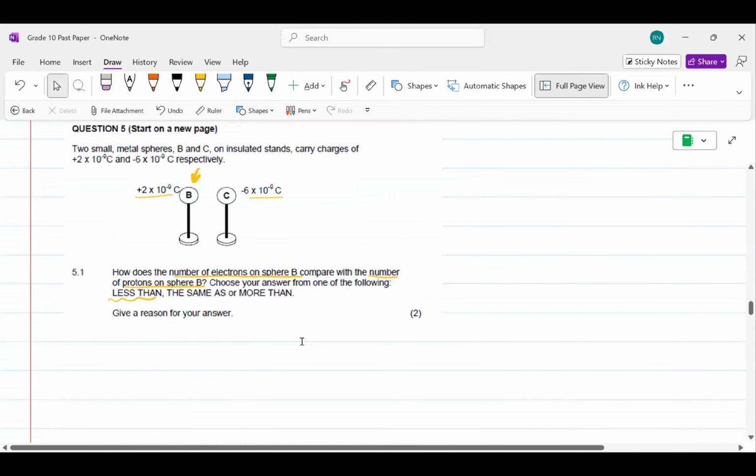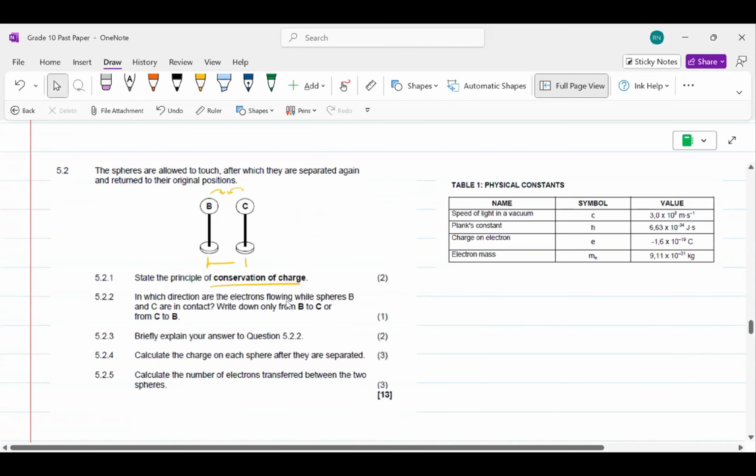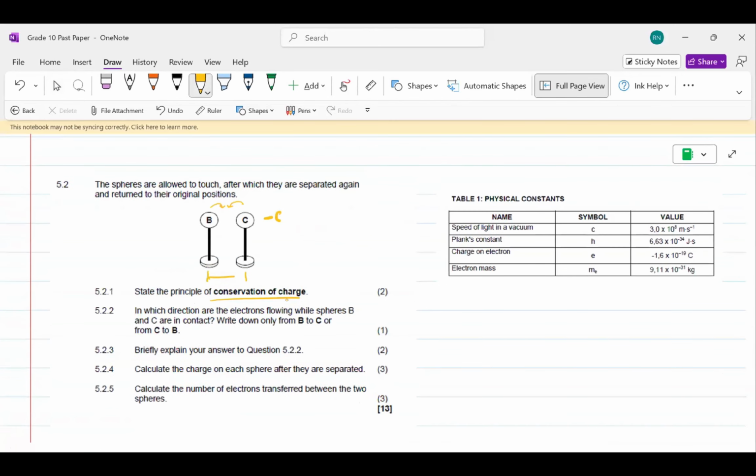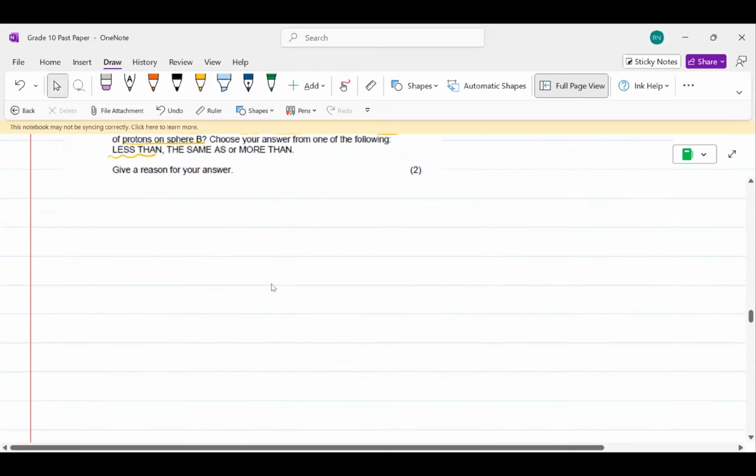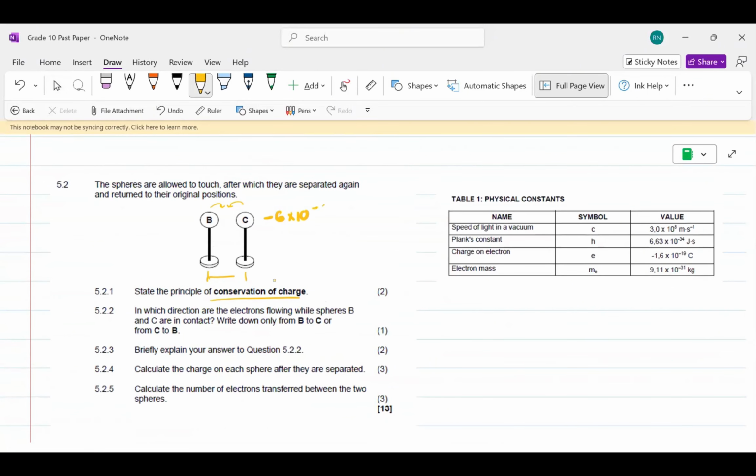Let's see. Okay, so these were the charges. I'll write them down here. So this had a -6 times 10 to the power of -9, and then this one had a charge of +2 times 10 to the -9 coulombs. So which way would the electrons be flowing? Are they going from C to B or B to C?